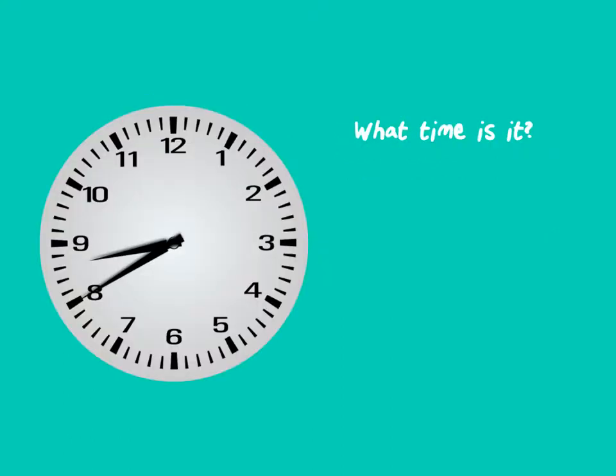Now it's your turn. What time is it? So first, look at the short hand and see what hour it is. Is it 8 or is it 9? Has it passed the 8, but has it gotten to the 9 yet? And then this long hand will tell you the minutes. And each one of these little tick marks is 1 minute or 60 seconds.